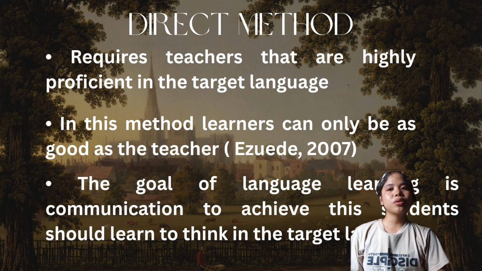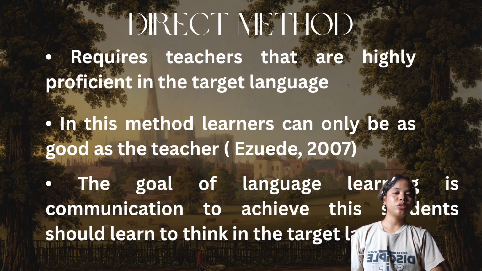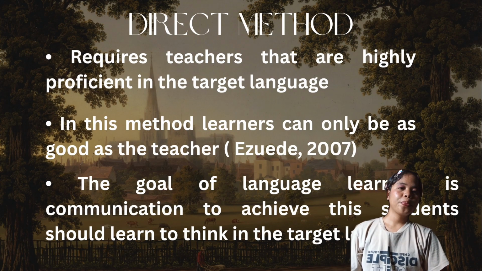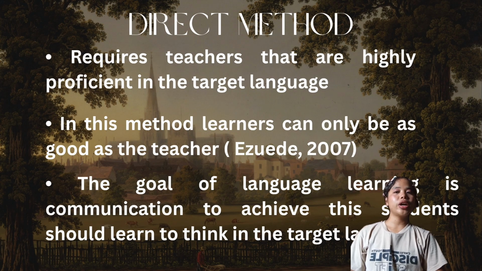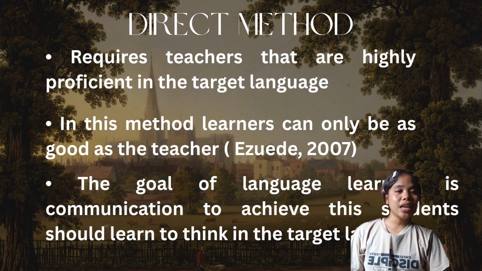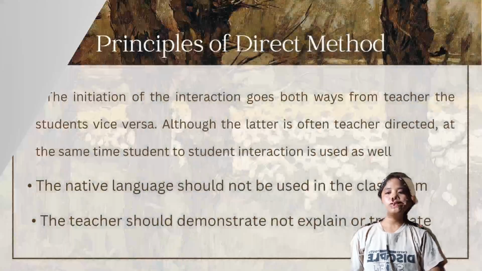The goal of language learning is communication. To achieve this, students should learn to think in the target language. In order for the students to apply or learn the target language or the second language itself, they need more exposure, or they need to think about the target language. Move on to the principles of the direct method.